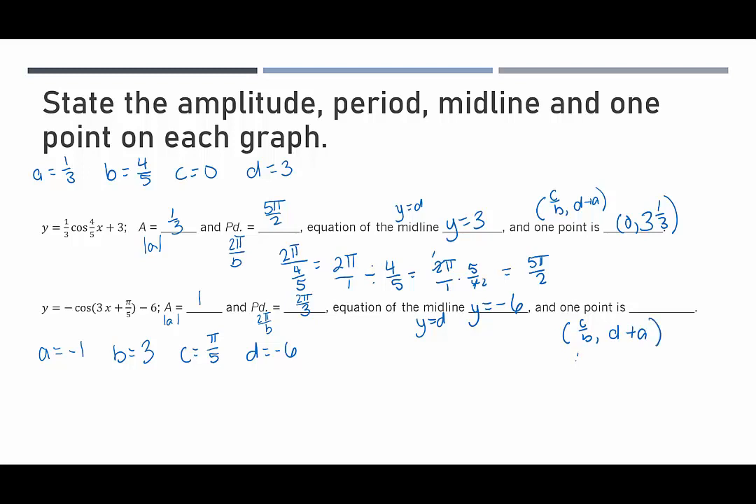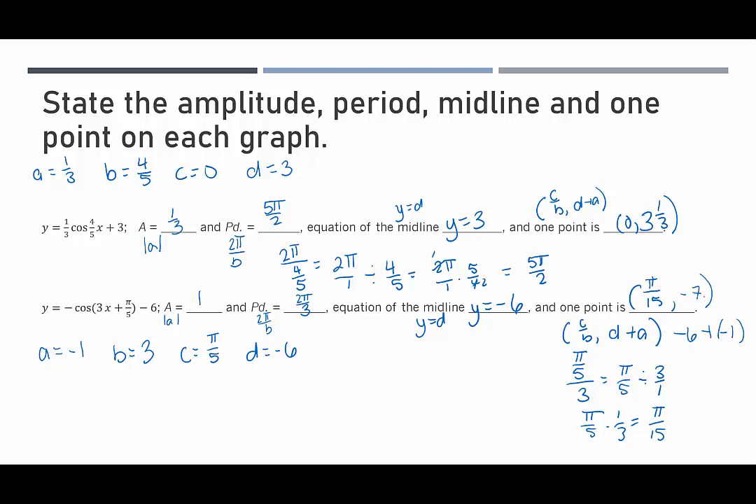c over b, this is going to be pi over 5 over 3. That's pi over 5 divided by 3, which I'll put 3 over 1. That's the same as pi over 5 times 1/3. Woo! And the starting x-coordinate for this period will be pi over 15. So we have pi over 15 is x. And what about our y-coordinate? That's going to be -6 plus -1. We're going to start down at -7.